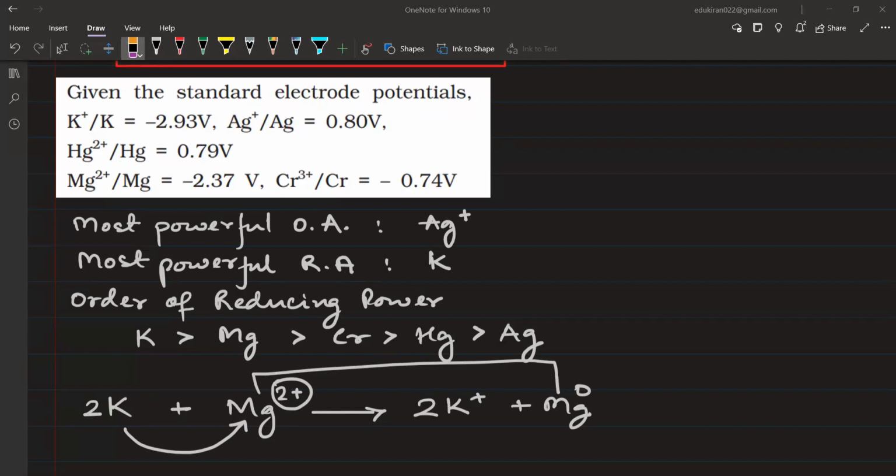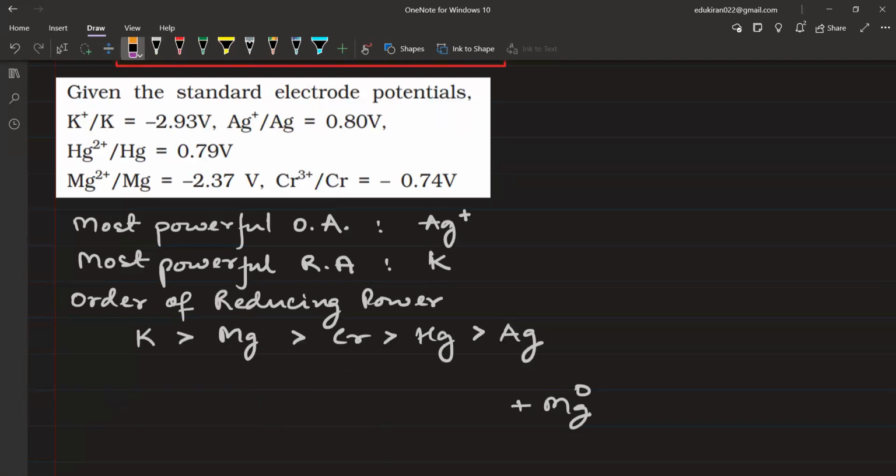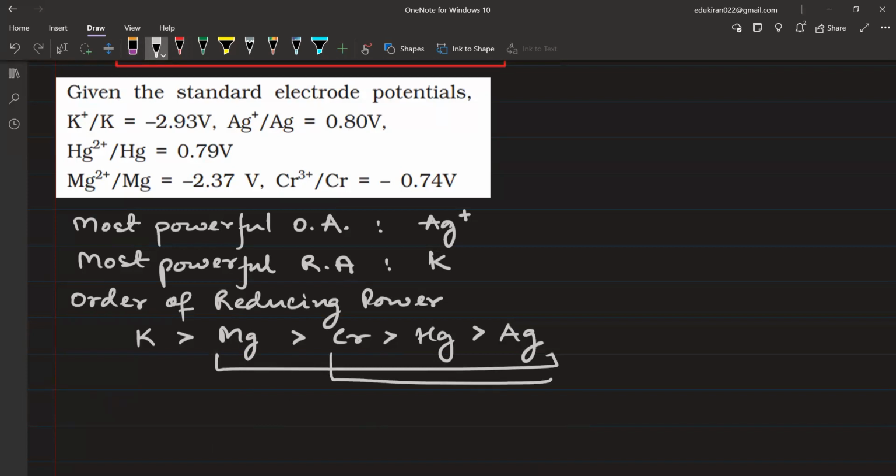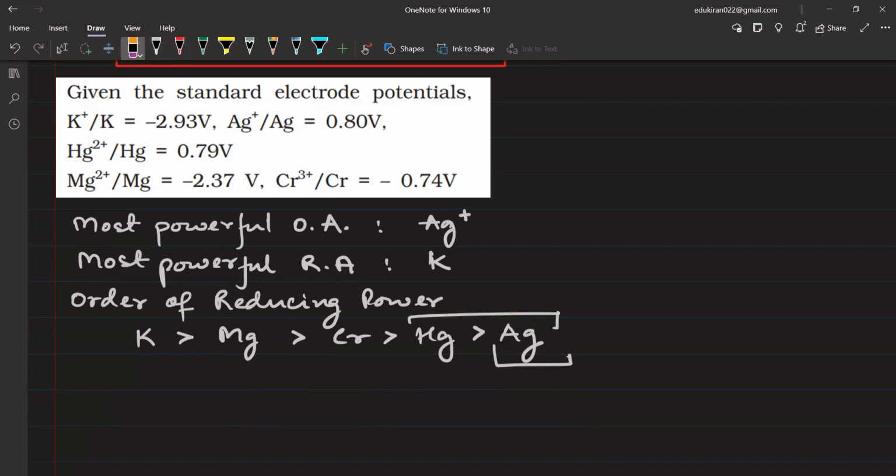Next, if it is reducing magnesium, then also it can reduce what? It can reduce chromium, it can reduce mercury, and it can reduce silver. Yes or no? Please tell me. Potassium can reduce all of these things. Magnesium can reduce these. Chromium can reduce these two, and Hg can reduce only Ag. ये समझ में आया सबको? Yes or no? Please tell me.